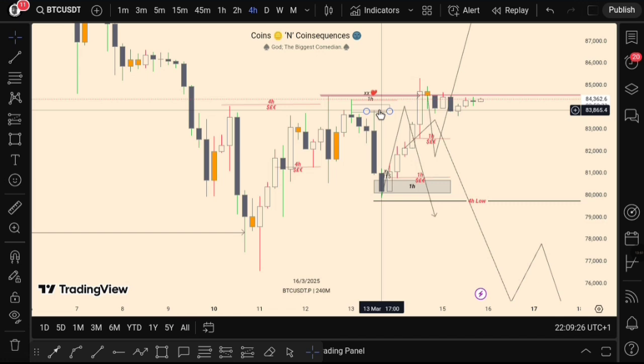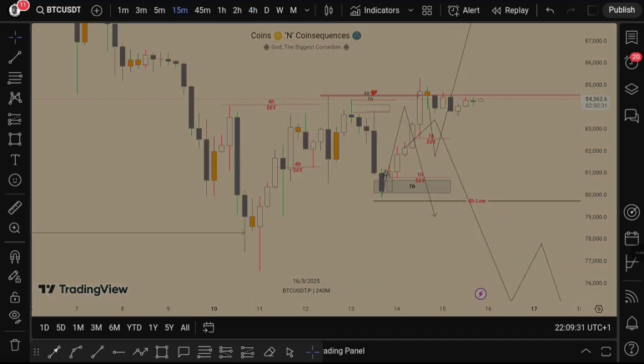I showed you that on 1-hour time frame. Let's go to 15 minutes to see this 15-minute break of structure I marked here. Okay, just to be sure.